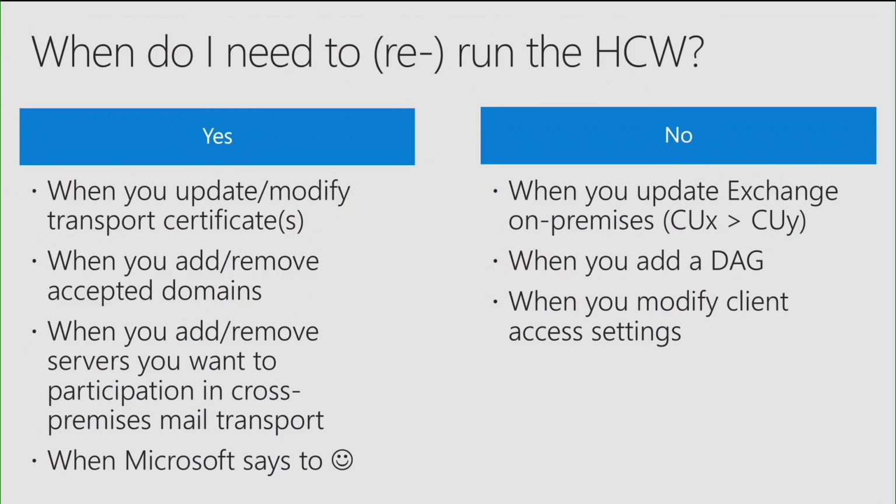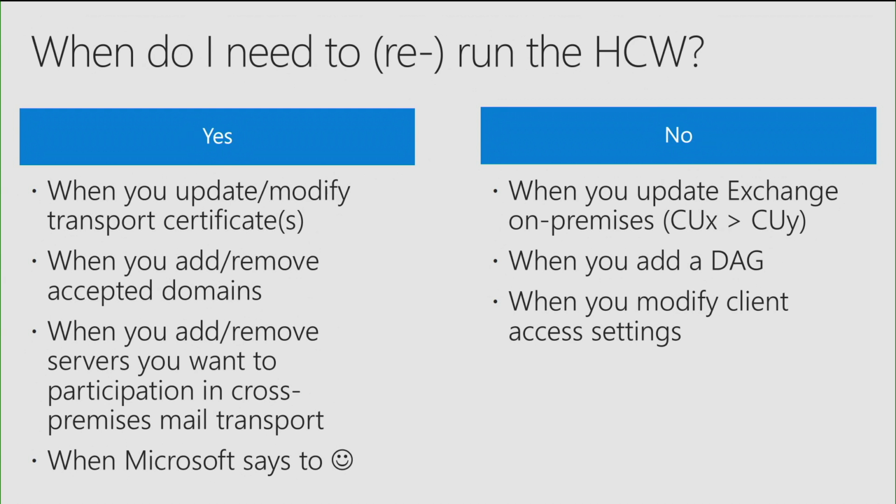When you update Exchange on premises, you do not need to run the hybrid configuration wizard, and you certainly don't need to rerun it when you're making changes to the organization that are just very specific to the on-premises side of things. So adding a DAG, if you're adding Mailbox servers and moving them into a new DAG, or even just adding new Mailbox servers in an existing database availability group, there's no need to make Office 365 or Exchange Online aware of that change.